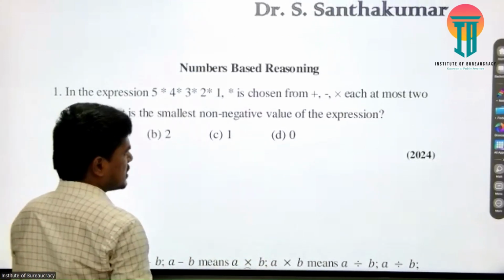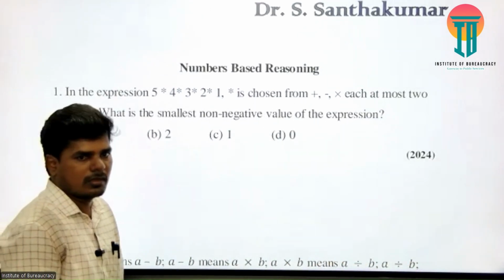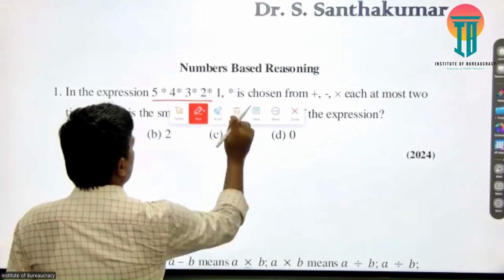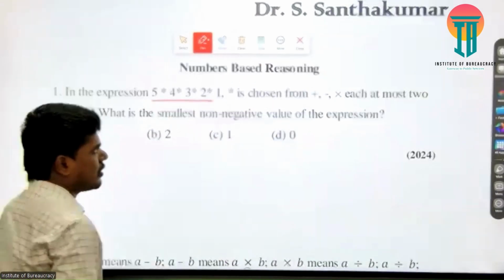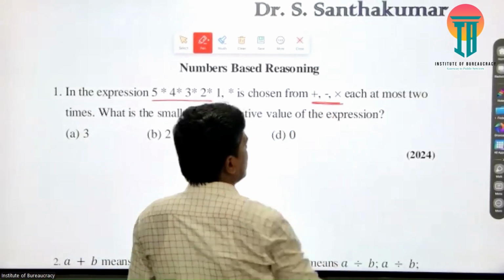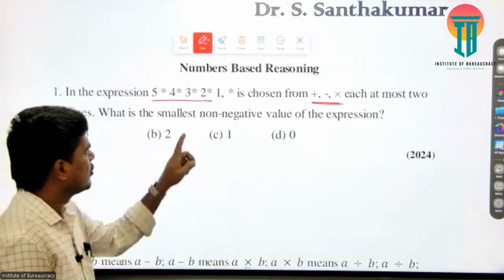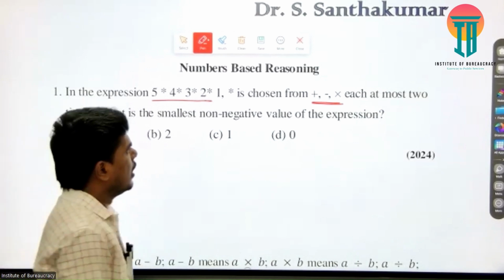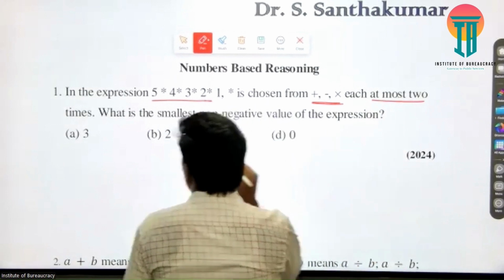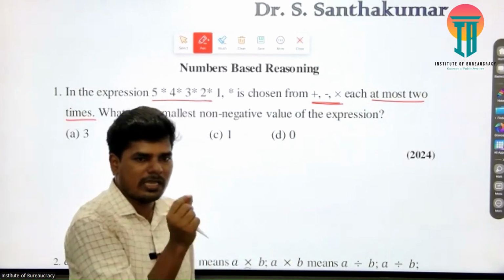This is one of the questions which was asked last year, 2024, and it's one of the simple questions. In the expression, we have 5 star 4 star 3 star 2 star 1. In the place of the stars, the operations are from plus, minus, multiplication: addition, subtraction, multiplication. Each symbol you have to take at most 2 times.